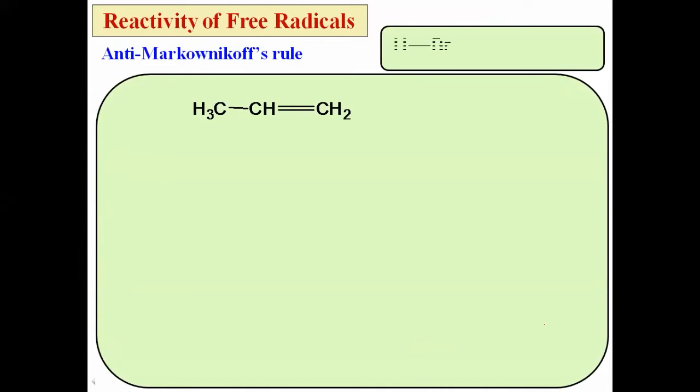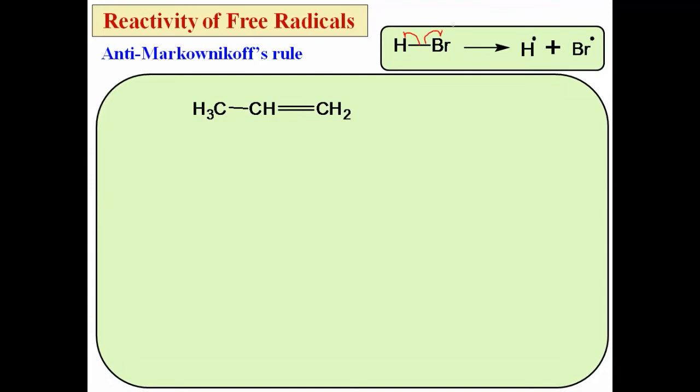In the presence of peroxide, that HBr, hydrogen bromide, undergoes homolytic breaking. Means one electron goes towards hydrogen, one electron goes towards bromine, hydrogen acquires an unpaired electron, bromine also acquires an unpaired electron, and there is a formation of free radical. In the first step, there is a homolytic bond breaking and we get free radical.